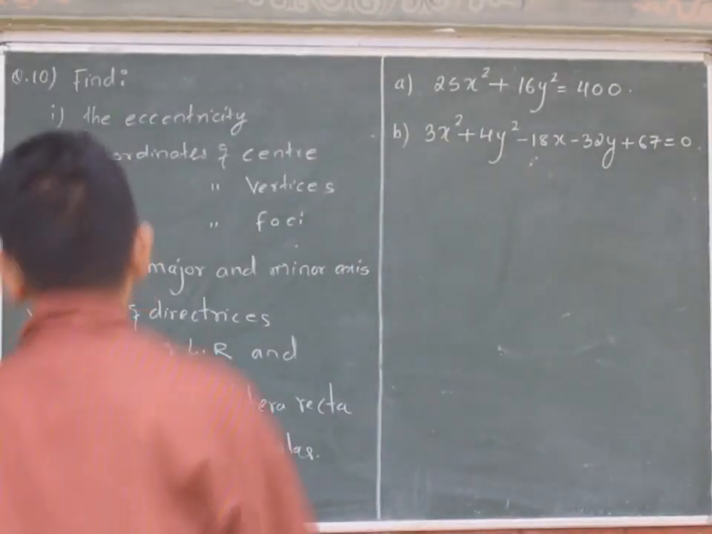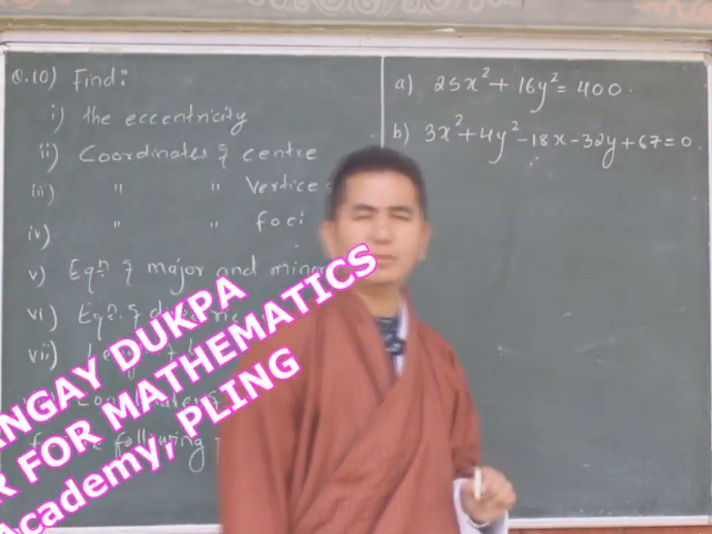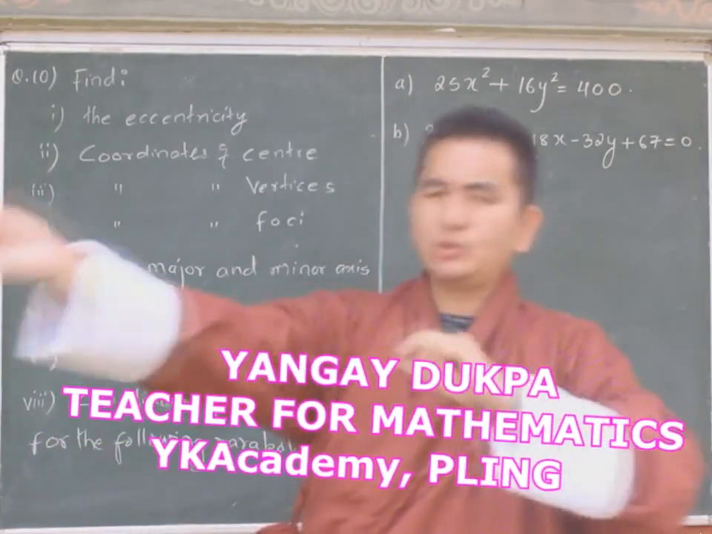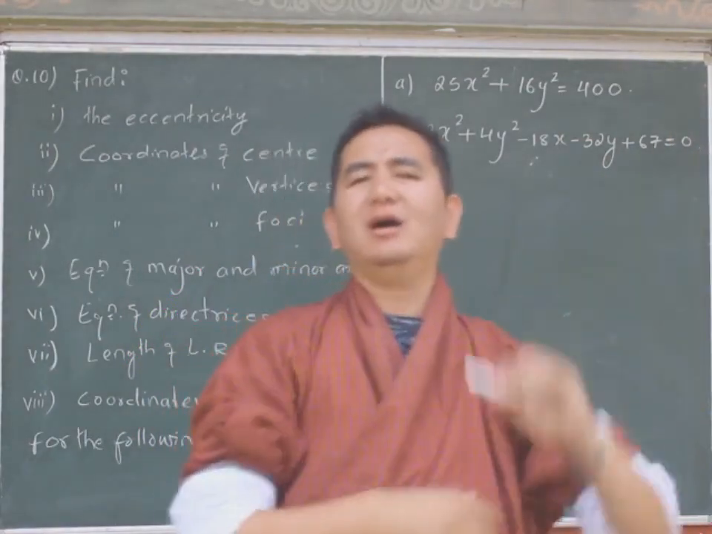Good morning, students. Now we have the last question under ellipse, which is question number 10. Under question number 10, we have two sub-questions, A and B. Once we complete this question number 10, then we will start with the hyperbola.